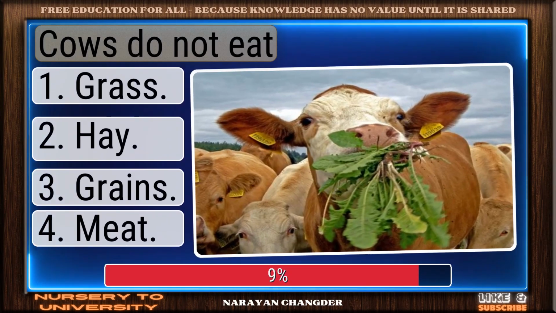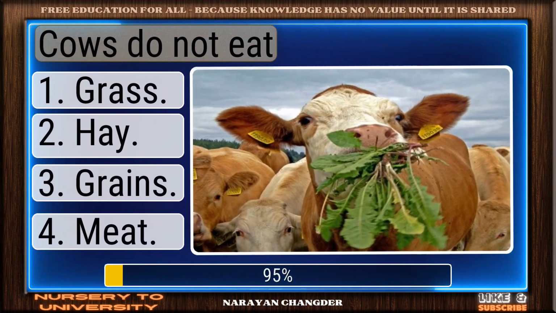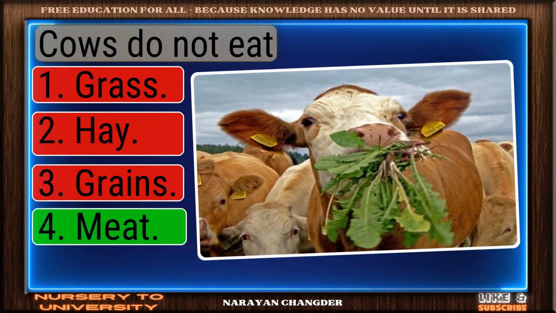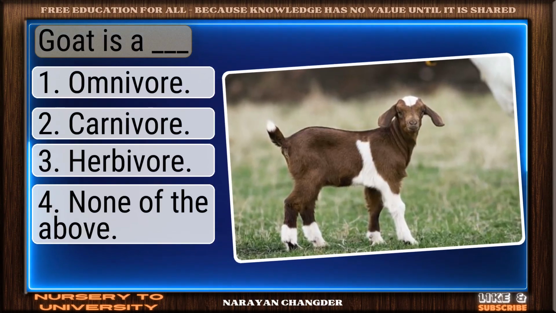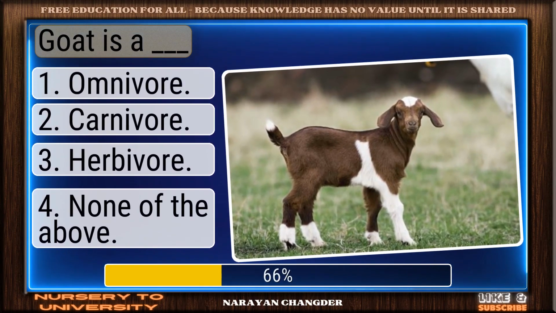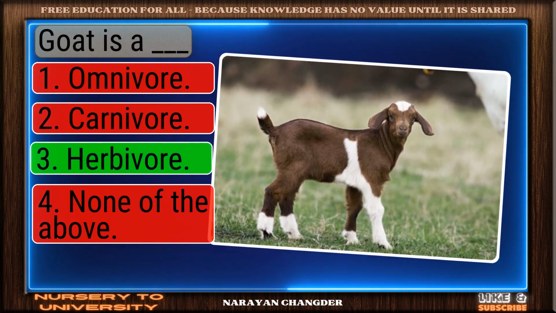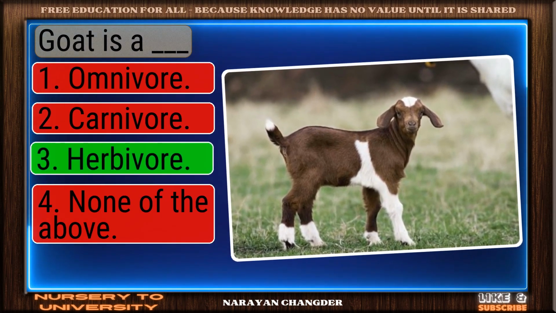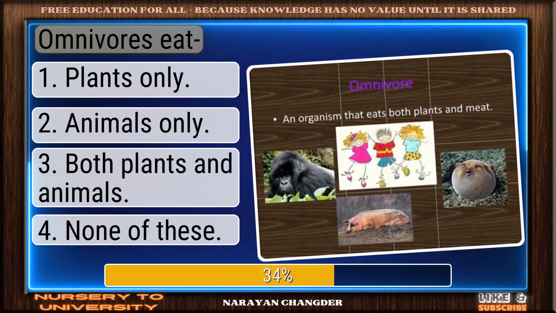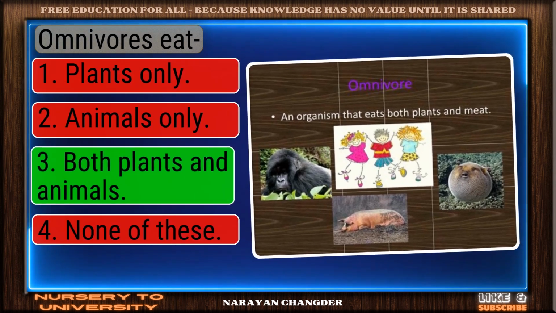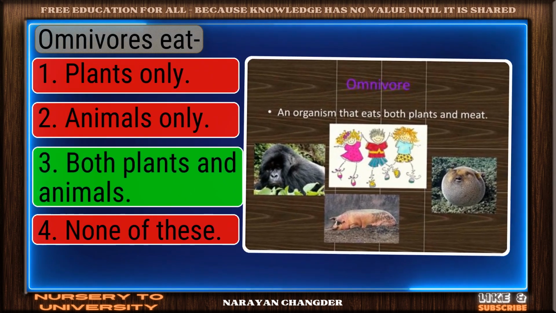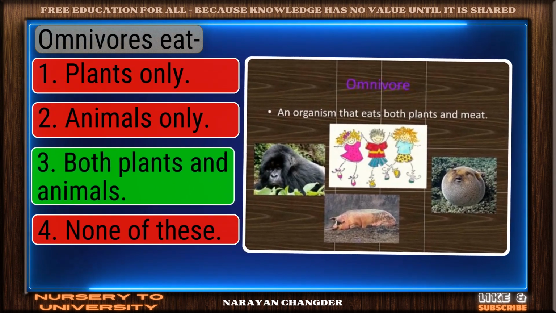Cows do not eat. Right again. Meat is a valid answer. Goat is a dash. Correct response. Herbivore is the most accurate answer. Omnivores eat. Solid response. Both plants and animals is a valid choice.